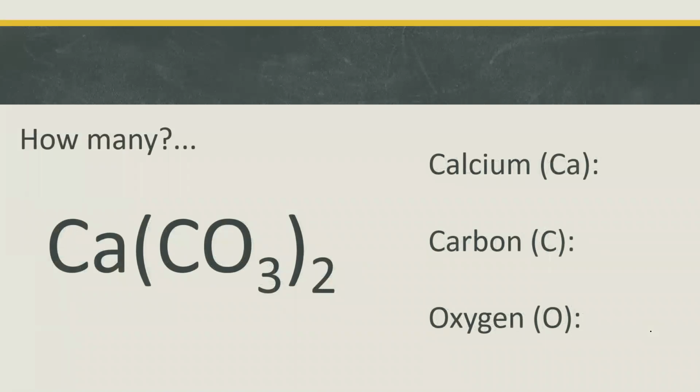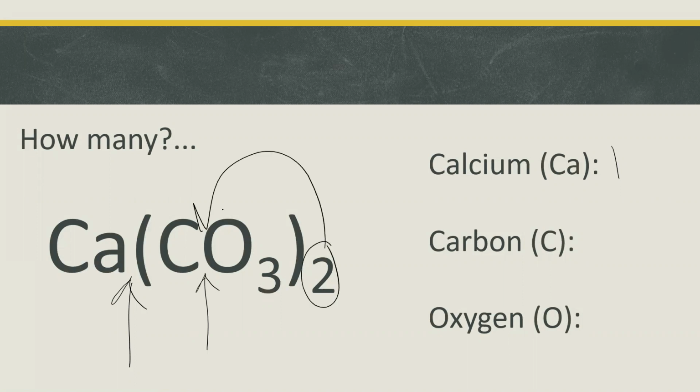What about this one? Well, we have 1 calcium. There was 1 carbon here times 2 gives us a total of 2 carbons. And there was 3 oxygen, but once again, 3 times 2 is 6 oxygen. So if there's something outside the parentheses, it gets multiplied by everything inside.